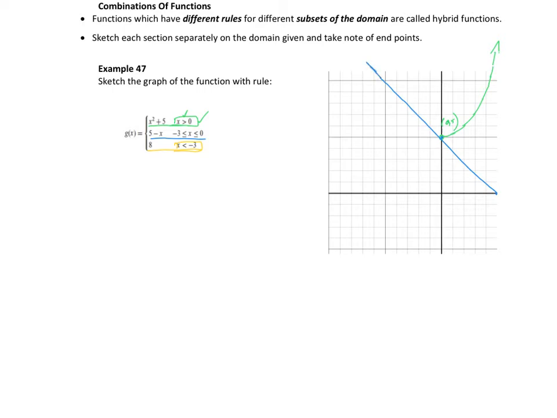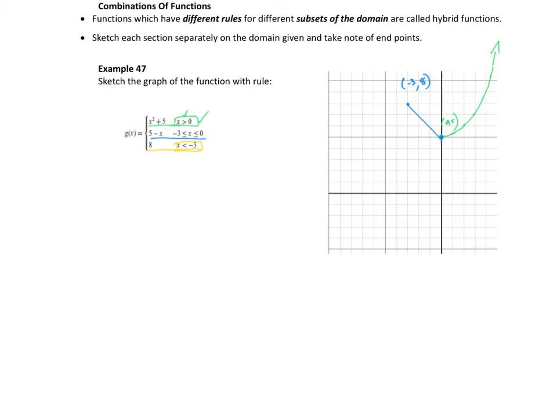But again, we need to stop and have a look. Where is it defined? It's only defined for x less than or equal to 0, so it's not defined for x greater than 0, and it's no longer defined after -3. So -1, -2, -3, stops about there. So let's check, and they're both solid dots. As it turns out, the graphs join up at 5. And at x equal to -3, 5 minus -3 is 8, so I get the point -3, 8.